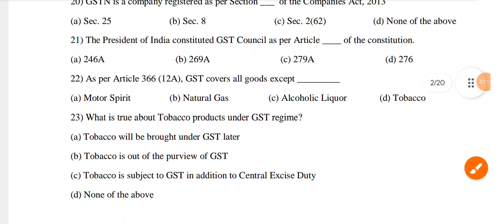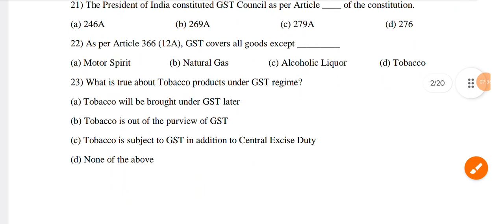Next question. The President of India constituted GST Council as per Article dash of the Constitution. Option A 246A, B 269A, C 279A, and D 276. Then the correct option is C.